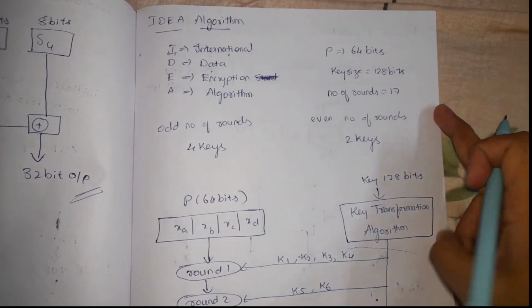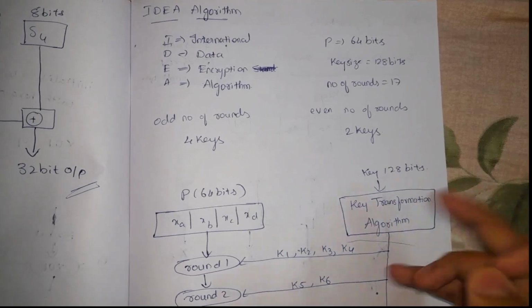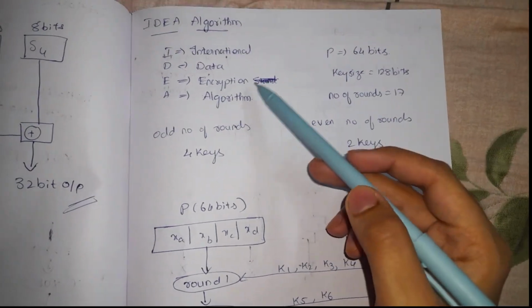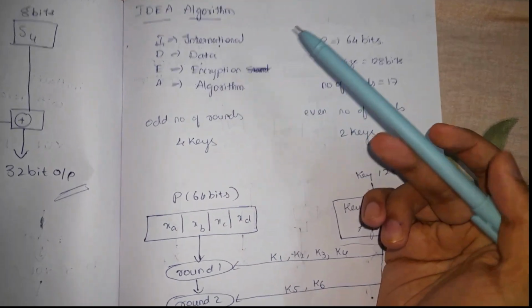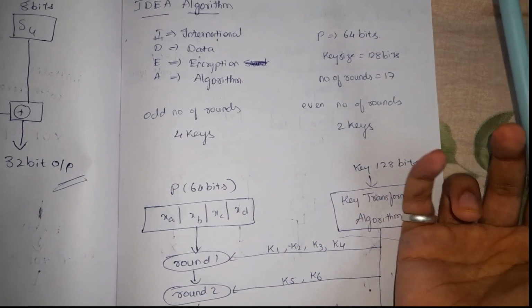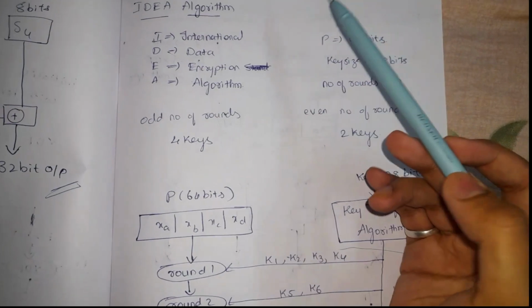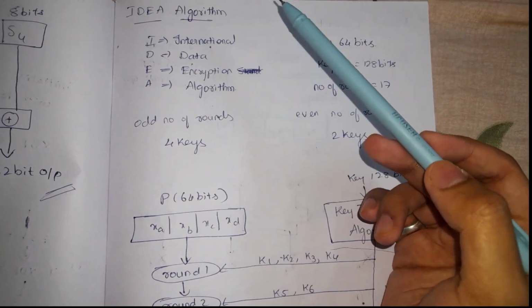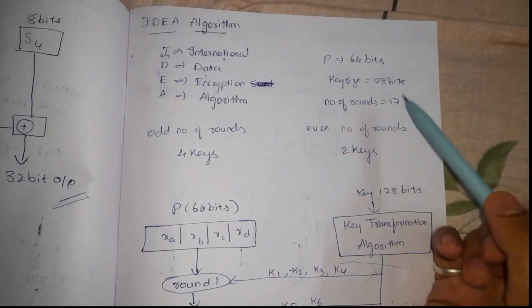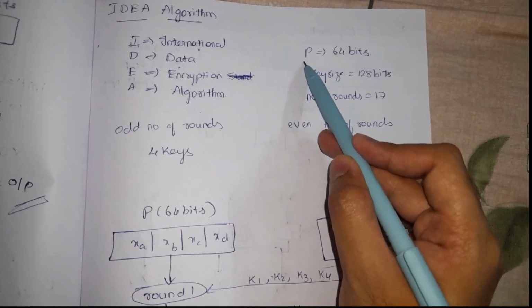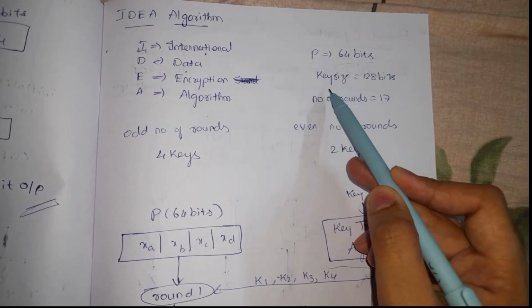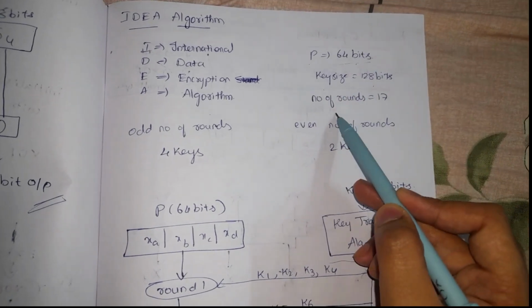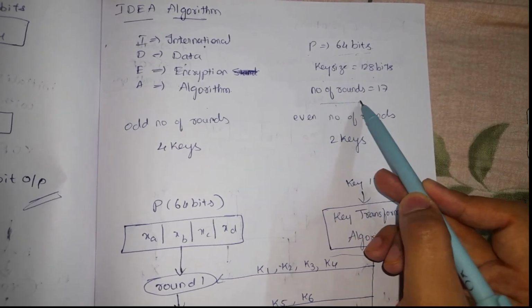So in this video we will be seeing the IDEA algorithm. IDEA stands for International Data Encryption Algorithm. It is basically an encryption algorithm. Like any other encryption algorithm, it is the process of converting plain text to ciphertext. In this we have a plain text of size 64 bits and the key size is 128 bits, and we have a total of 17 rounds in it.